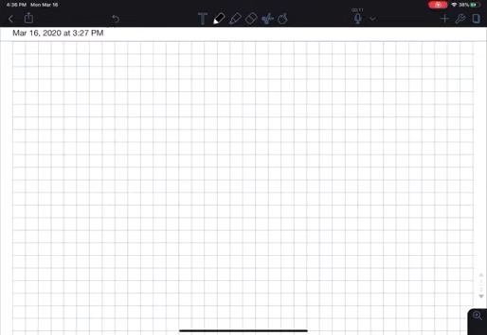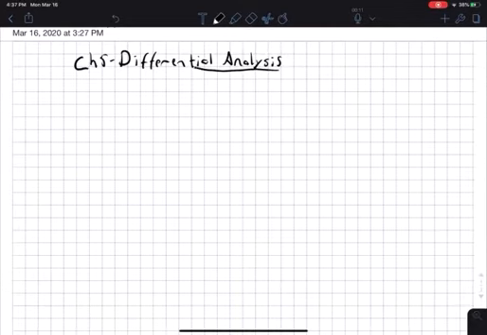Okay, so today we're going to continue working on Chapter 5, and Chapter 5 is on differential analysis, whereas in Chapter 4 we dealt with integral analysis.